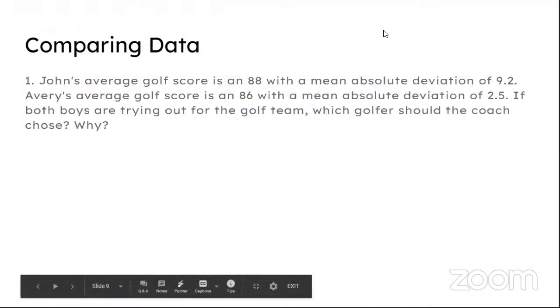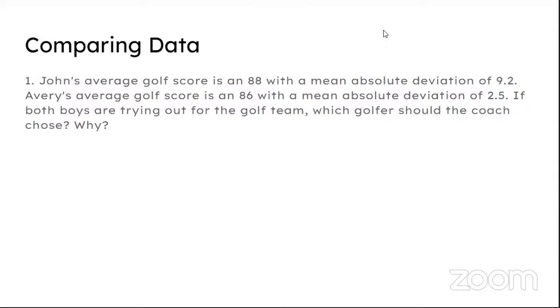All right, so now I've got a question for you. I want you to figure this one out. John has a golf score of 88, and he's got a mean absolute deviation of 9.2. Now, Avery also wants to try out for the golf team. His average golf score is 86, and he has a mean absolute deviation of 2.5. So out of these two boys, which golfer should the coach choose and why? Which one would you choose if you were the coach?